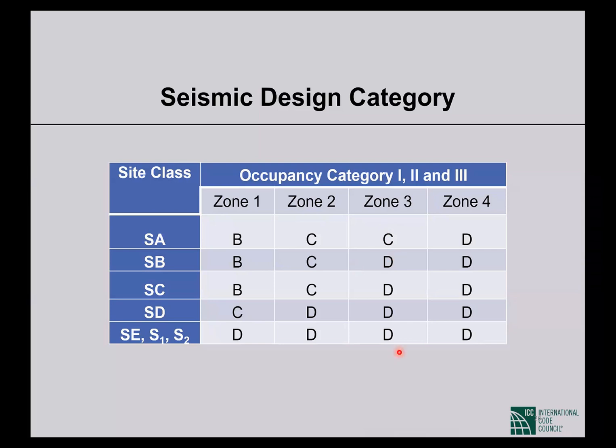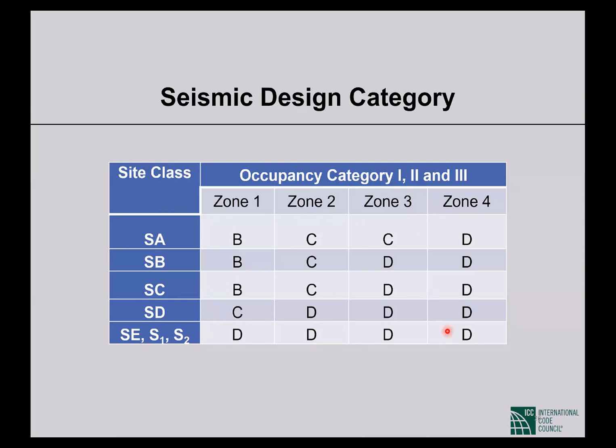Others, the structure has to be designed as D category. In case of Sylhet, Mymensingh, Kurigram, Zone 4, all structures must be of design category D. Okay, now there are definitions of seismic design categories B, C, D.